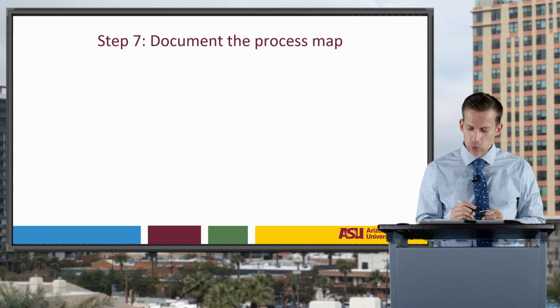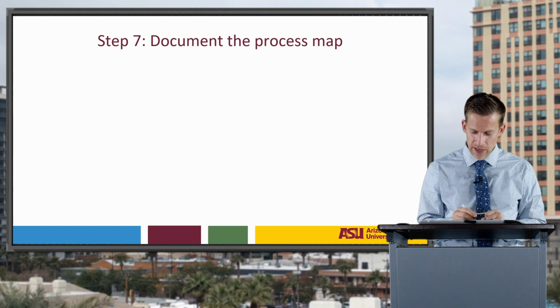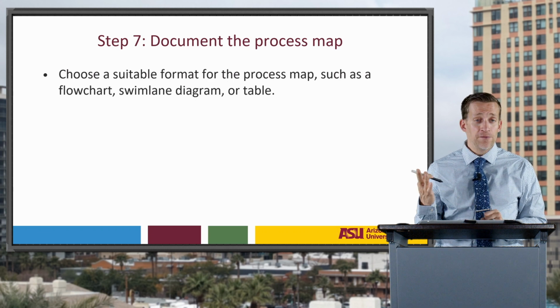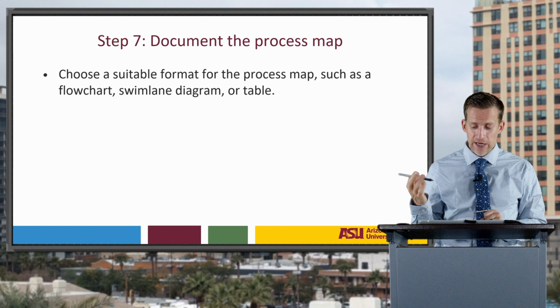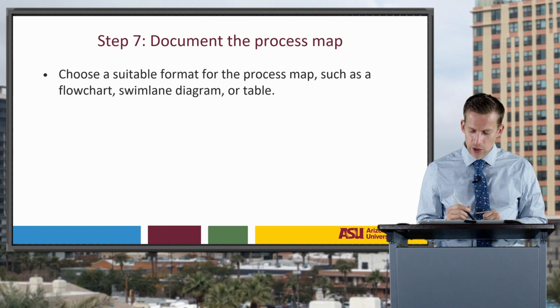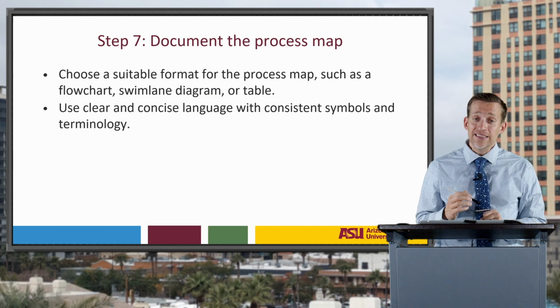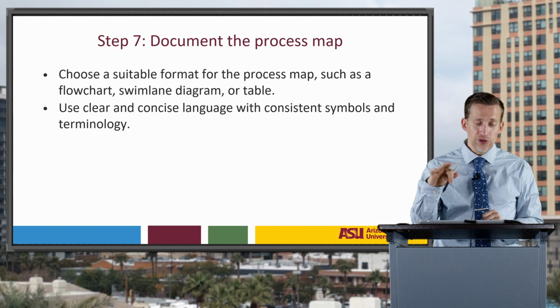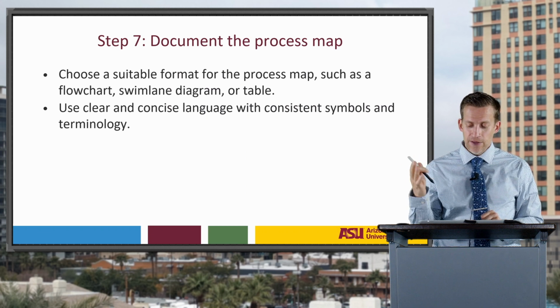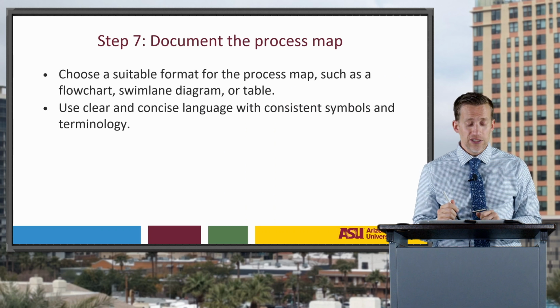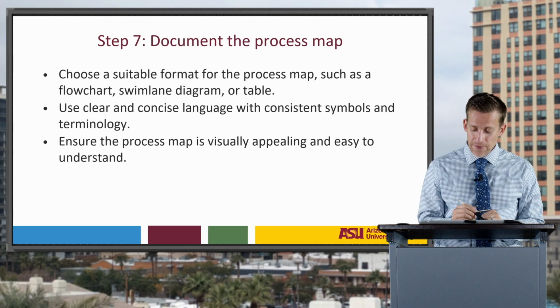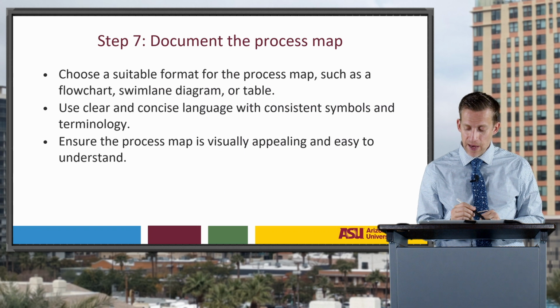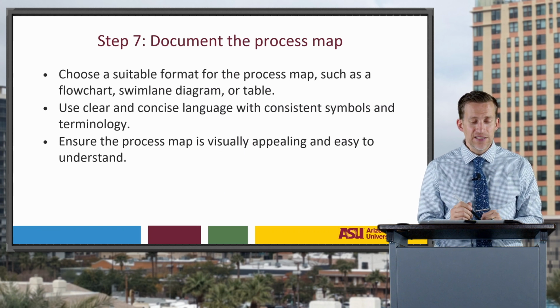Okay, in step 7, we document the process map. This can include choosing the right format, like a swim lane diagram, which I talked about before. We could also have a flowchart or a table. We also make sure our language is easy to understand with consistent symbols. Earlier, I showed you that example of a map with different shapes. There are many different symbols and shapes that we can use in our mapping. And then finally, we can make the map visually appealing and easy to understand.